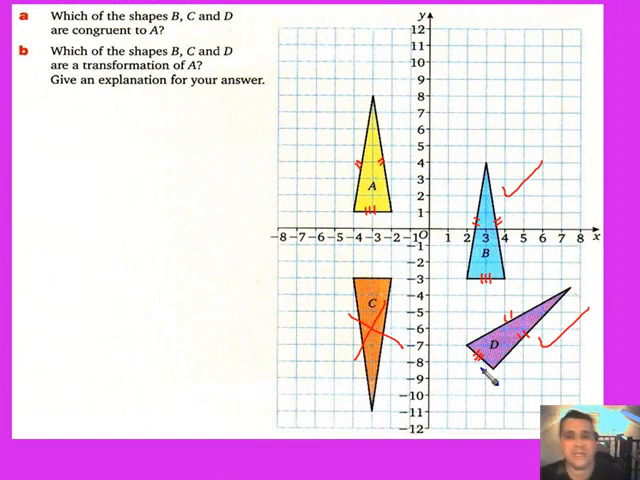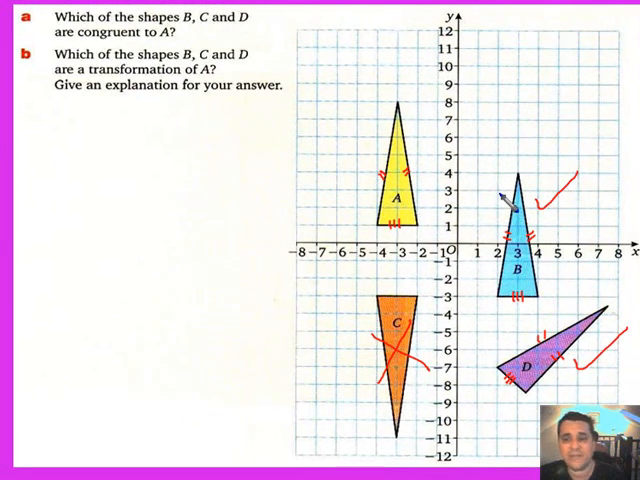Now, which of the shapes B, C and D are transformations of A? Well, clearly, if I've gone from A to B, I've transformed it from one position to another. It doesn't ask me to identify the translation. I could easily do that. In fact, let's do it now. I'm going to go from that point to that point. So 1, 2, 3, 4, 5, 6. So it's 6 across, and 1, 2, 3, 4 down. So it's 6, minus 4. It doesn't ask me to do that.